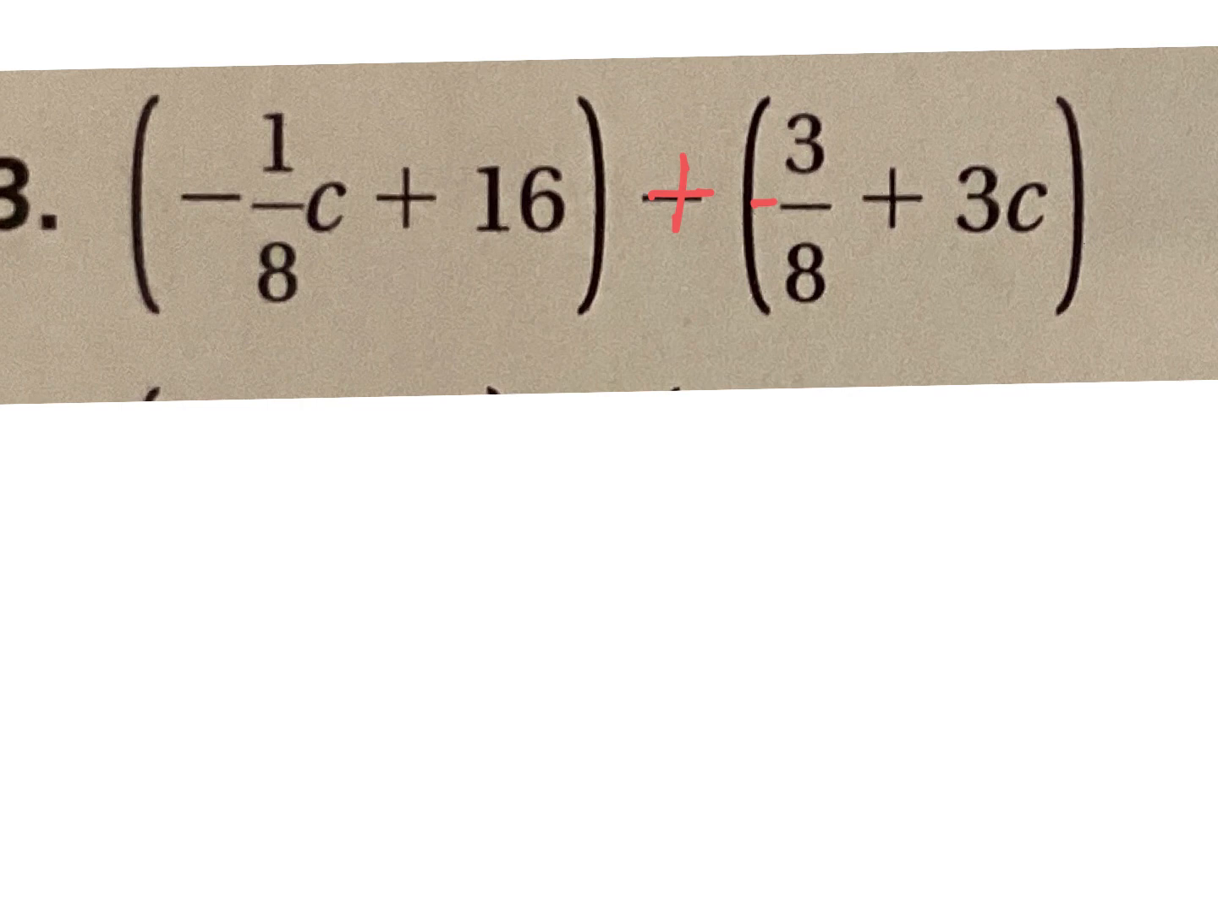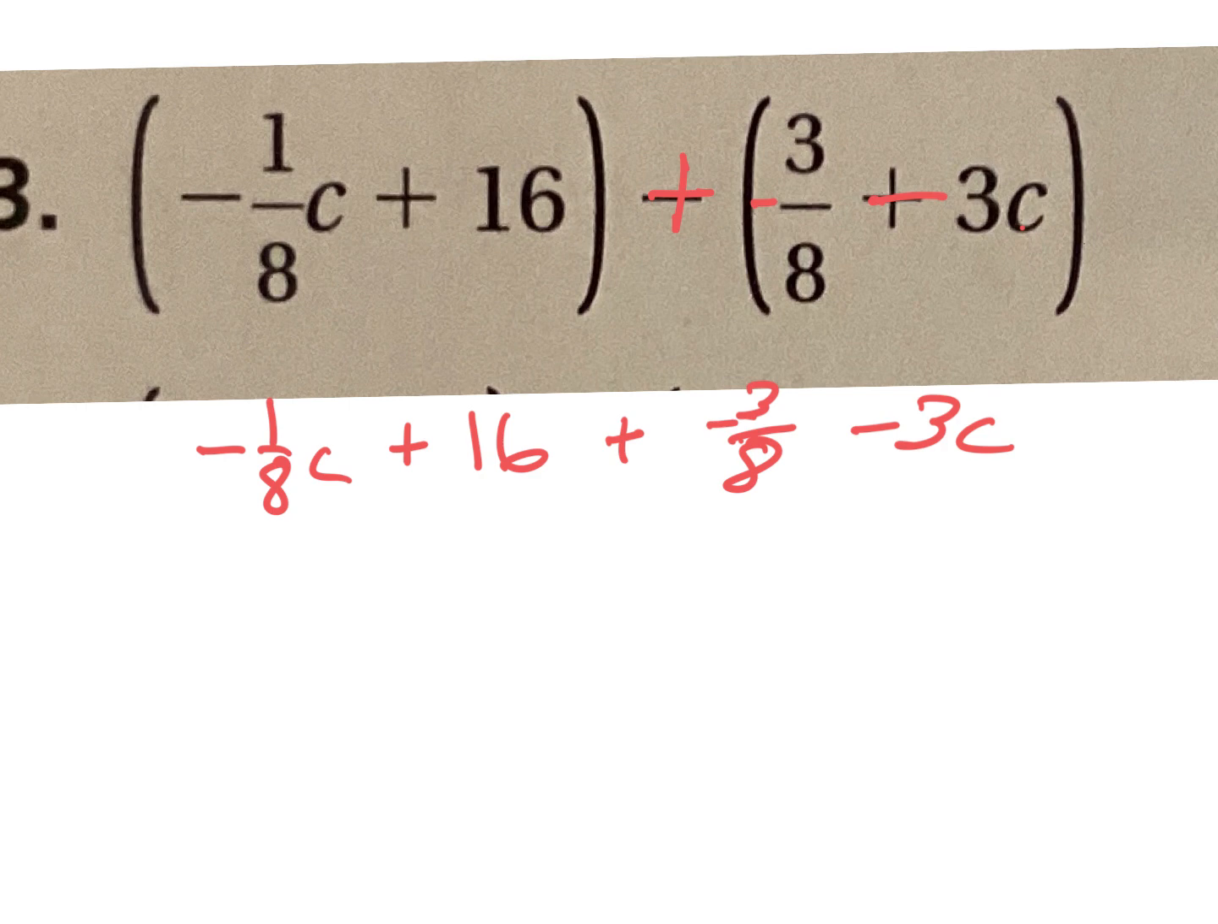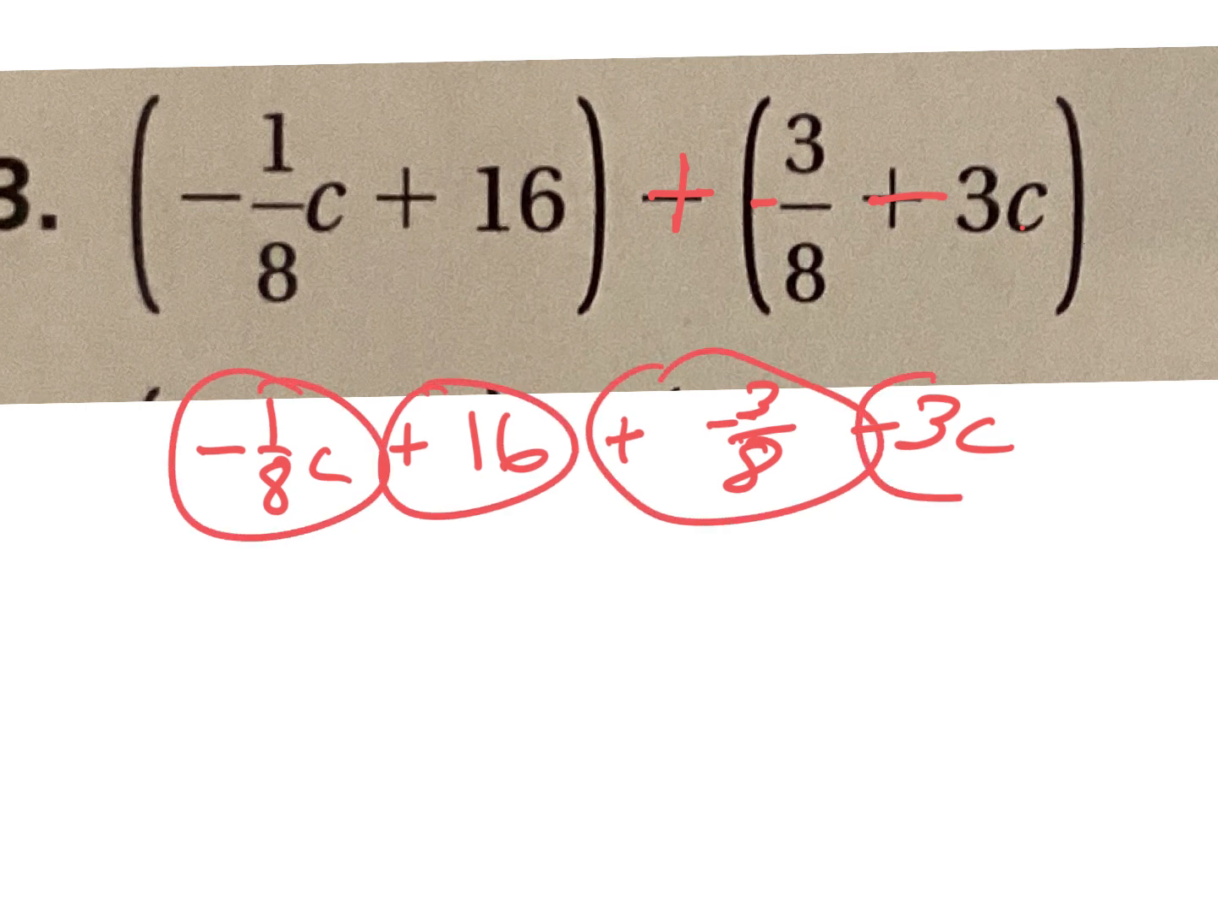Opposite of plus 3c, not 6, 3c, is minus 3c. Okay. So now I have a minus 1/8c plus 16 plus a negative 3/8 minus 3c. That, and that. Let's put our c's together, these two right here.